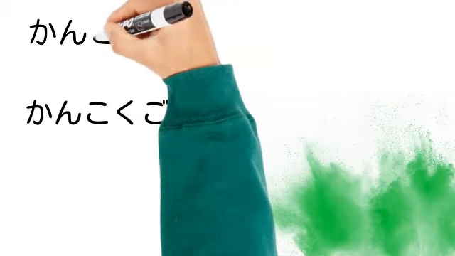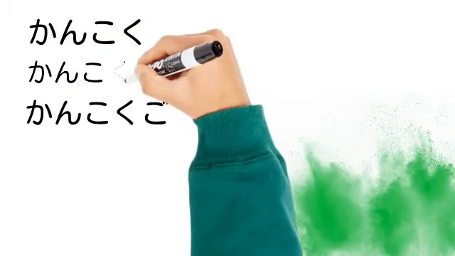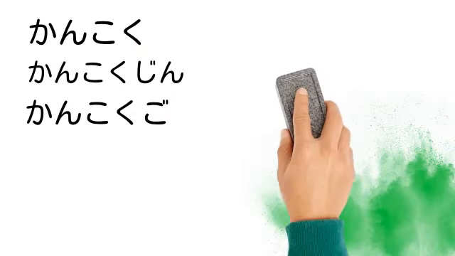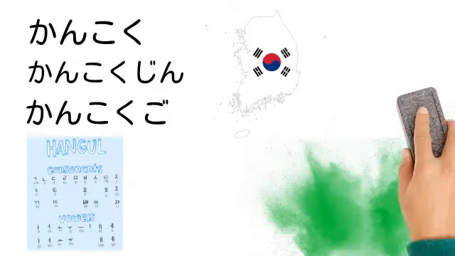Then we have our Kankoku-go, which is the language, because the go is a suffix. But we have the original word Kankoku, which means South Korea. Then jin, it becomes the nationality, Kankoku-jin.